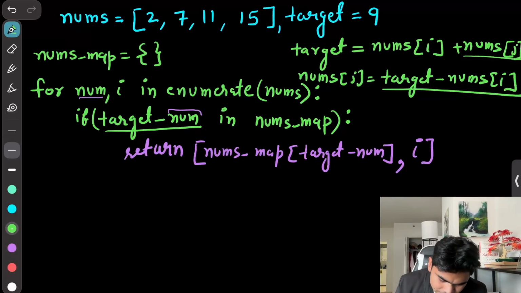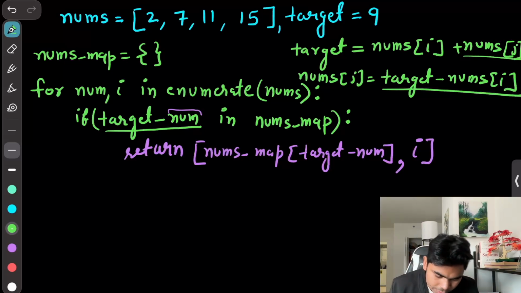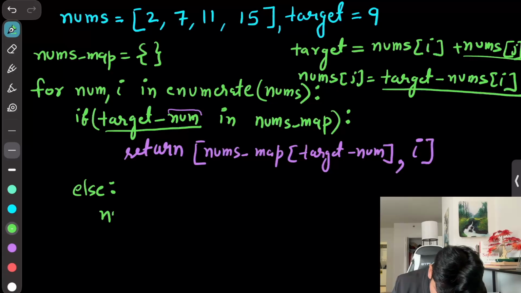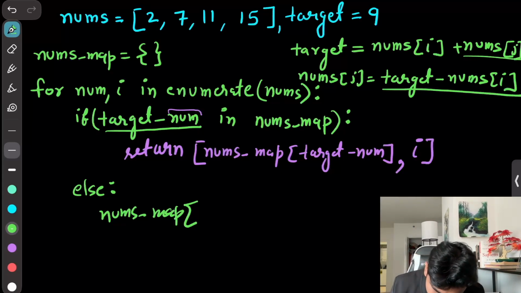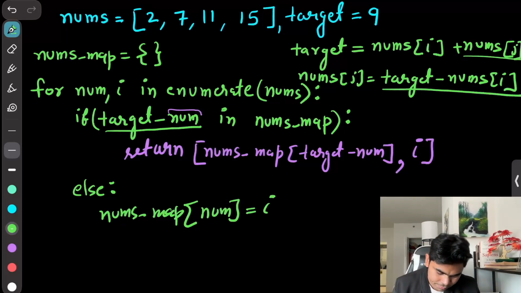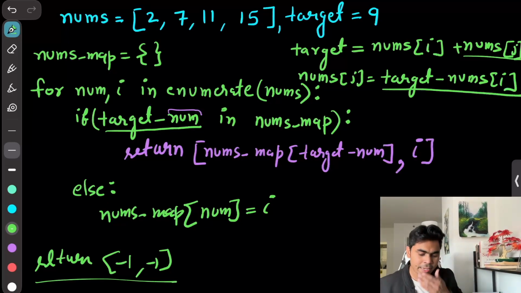Otherwise, for this current num, I will store that number and its index into my nums map. The reason I'm storing it is so that maybe next time, if I come across something else that would basically sum with this to give me the target. So I will just store this num and its index into my nums map. And then finally return -1 in case you don't find your answer. So this is my optimized version.